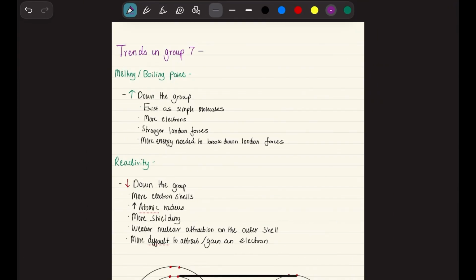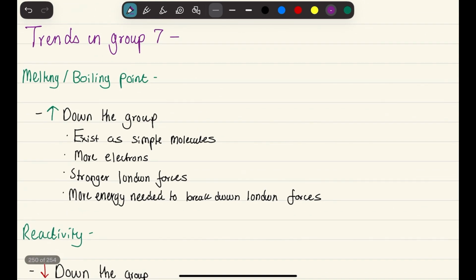Okay, so we've done this dance before really with trends, but it's very important to just make sure that we're still on top of it. Melting and boiling point is going to increase down the group. Why? Well, all your group 7 elements, the diatomic, they exist as simple molecules. That's a really important point. If we have more electrons, it means you can form stronger London forces, stronger induced dipole, whatever you want to call it. So we need more energy to break them. Yeah, we've kind of gone through that before.